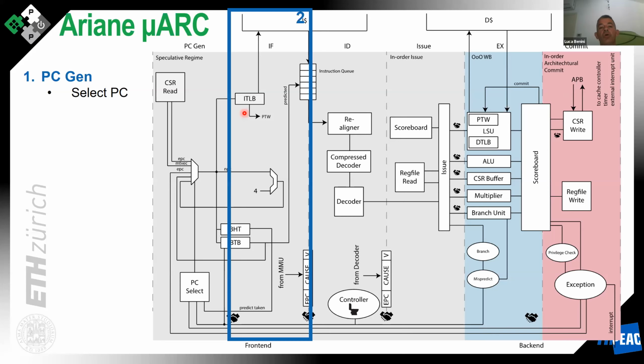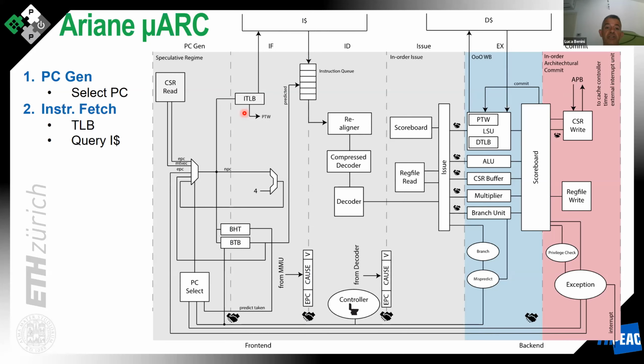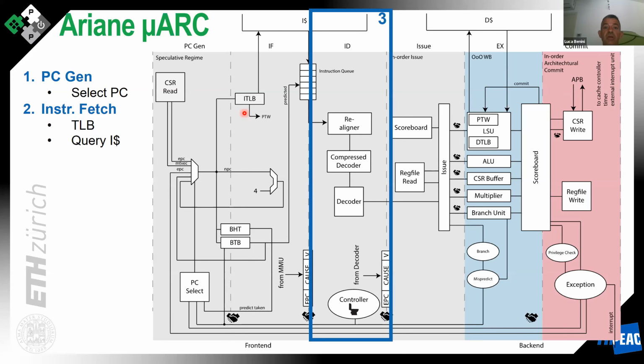Then you go into your proper instruction fetch stage, and as you can see in the instruction fetch phase, you go through the virtualization support, so you have your ITLB on the way to get your instructions. After you have translated your virtual address into a physical address, you have to query your instruction cache, and then you get your instruction from your instruction cache in case of no misses. And you move into your instruction decode.